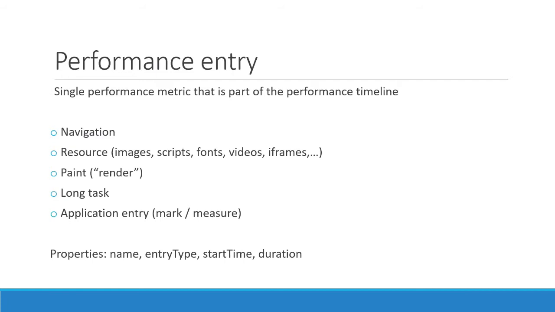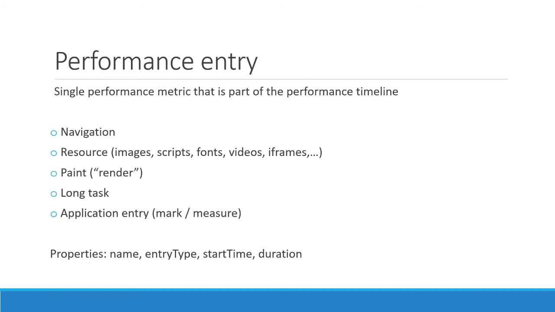The most basic concept is a performance entry. The performance entry is a single performance metric that is part of the performance timeline. This entry is actually a timestamp or a collection of timestamps that can give information about different types. For example, they can give information about the page navigation, about your page resources like images, scripts, CSS, videos, iframes, and all things. Information about paint. This is about the first contentful paint and first meaningful paint that I was talking about before. Information about long tasks. And you can also define custom application entries.